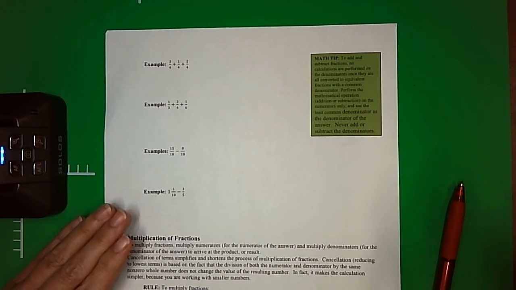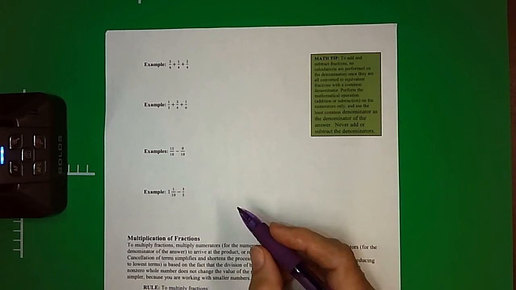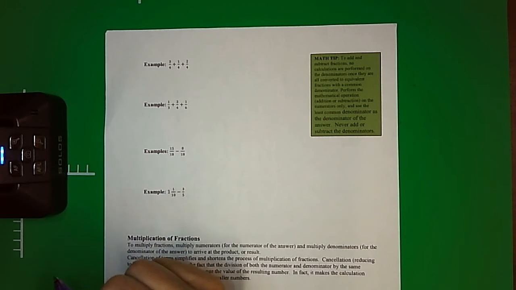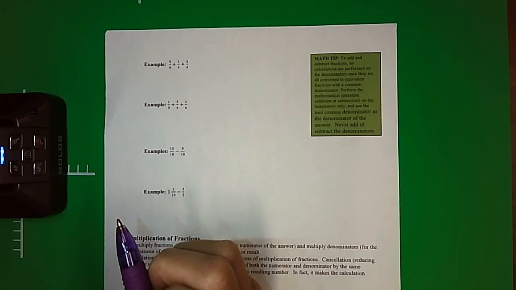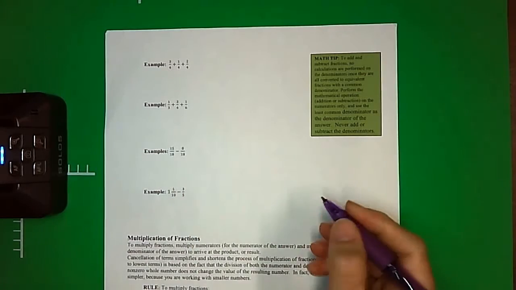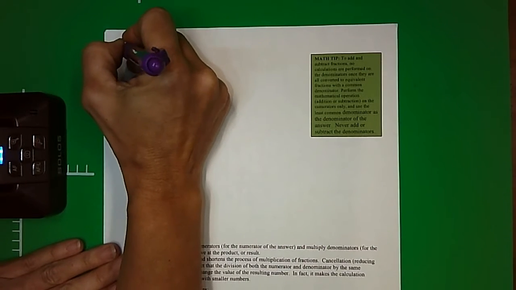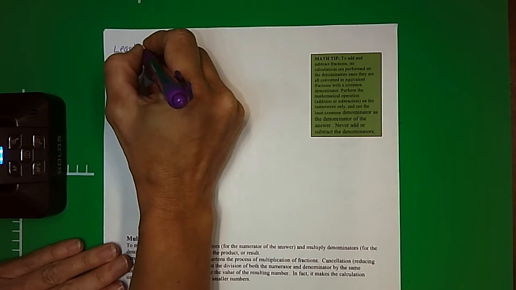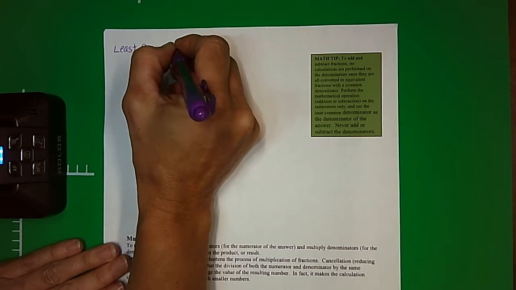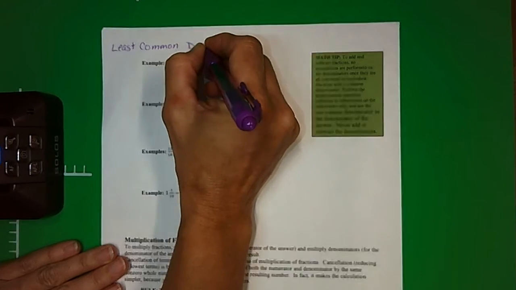So let's add fractions. In order to add fractions, we have to have one thing in common, and it has to be our denominator. And it's called least common denominator.